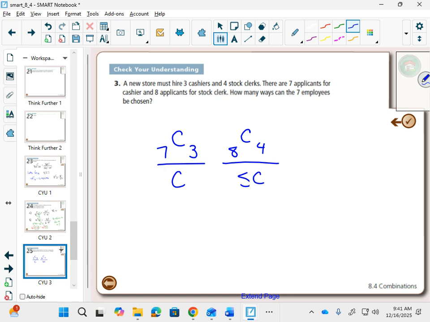And I have seen this on final exams with an answer that looks like this. And you would have to go from the idea of the question to this. How would you do this? Well, the 7 choose 3.